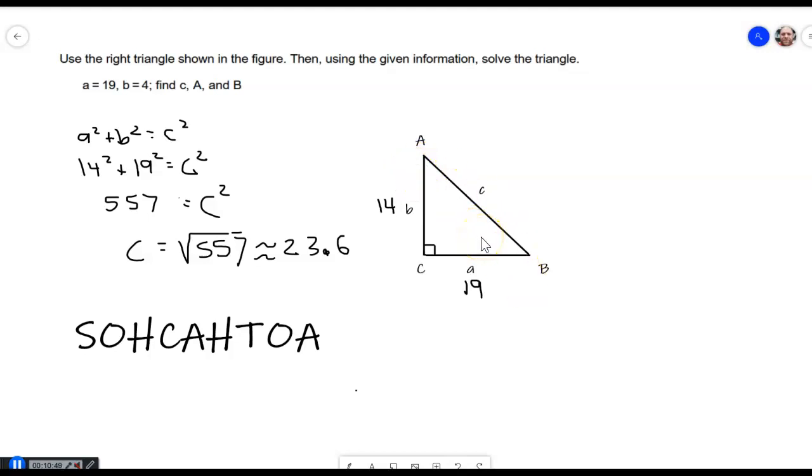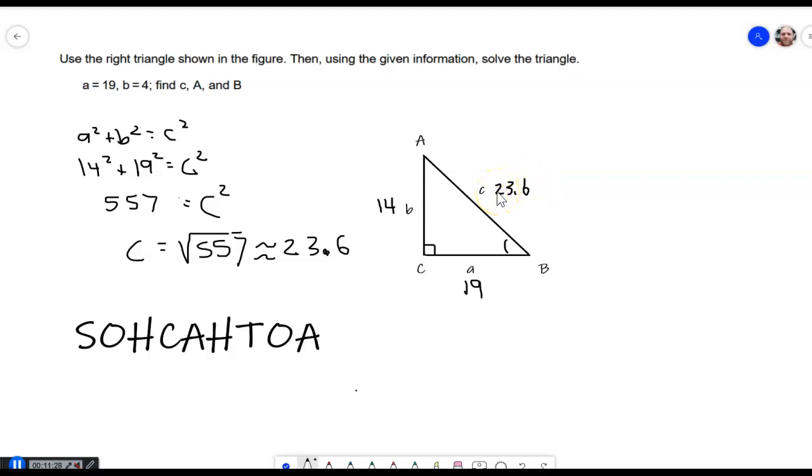All right. So in order to get one of these angles, let's pick one. Let's say we want to do B first. It doesn't matter which one we do. Let's just pick one. So I want to start with B, and I want to use one of these trig functions, sine, cosine, or tangent, in order to solve for B. And I know what A is, I know what B is, and now I know what C is. C is 23.6.